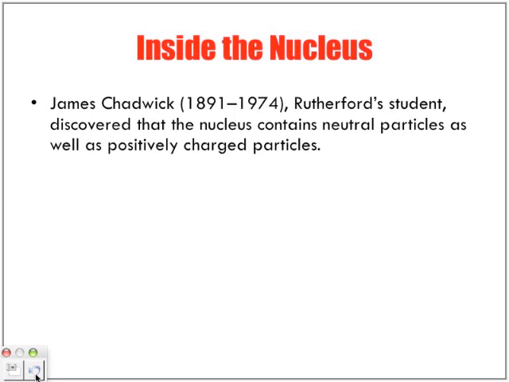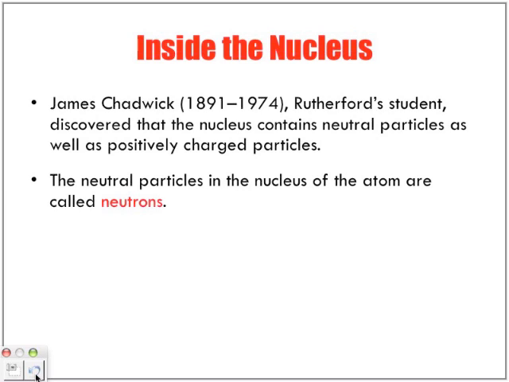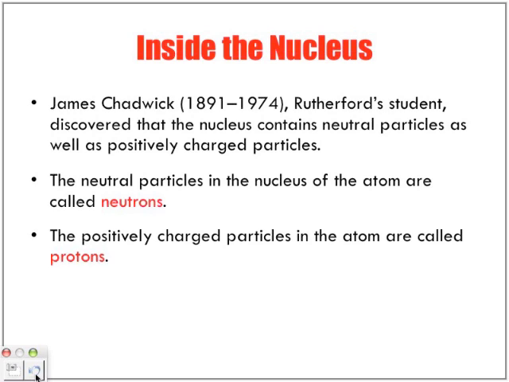Inside the nucleus, now we've got James Chadwick. One of Rutherford's students discovered that the nucleus contains neutral particles as well as positively charged particles. The neutral particles in the nucleus of the atom are called neutrons. These are the ones that actually carry no charge. The positively charged particles in the atom were given the name of proton. So we're looking at the name of the proton, the name of the neutron, the name of the electron. And these are all the so-called subatomic particles that make up an atom.